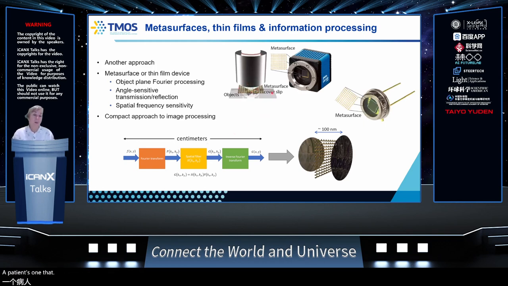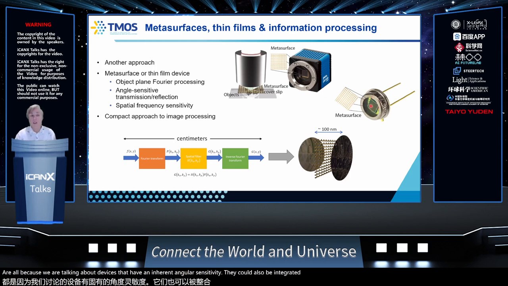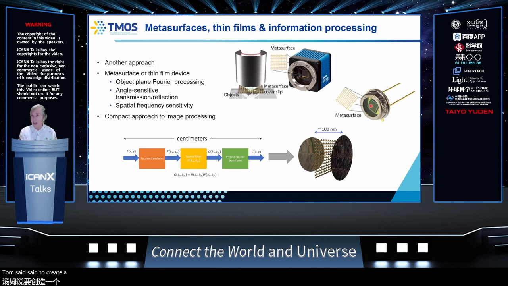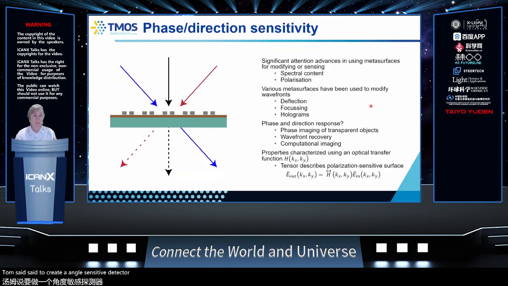One that we've explored is a patterning cover slip that can be used in a microscope that directly permits phase contrast. And I'll show an example of that later on. Meta optics could be incorporated directly onto a camera chip. Because we're talking about devices that have an inherent angular sensitivity, they could also be integrated into a non-imaging sensor to create an angle sensitive detector.